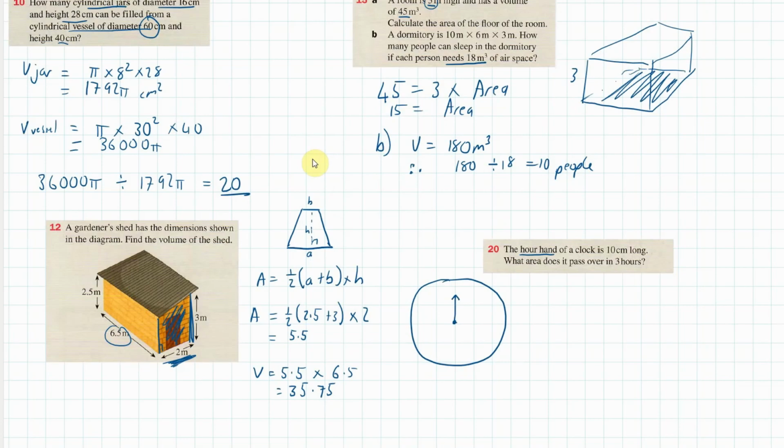And it moves in 3 hours. It's going to move to 3 o'clock. So you can see that it's moved a quarter of a circle. Okay, and the hand is obviously its radius. So the area is going to be equal to 1/4 times pi times 10 squared, and this will give us 25 pi, which gives us 78.5 centimeters squared in 3 hours.